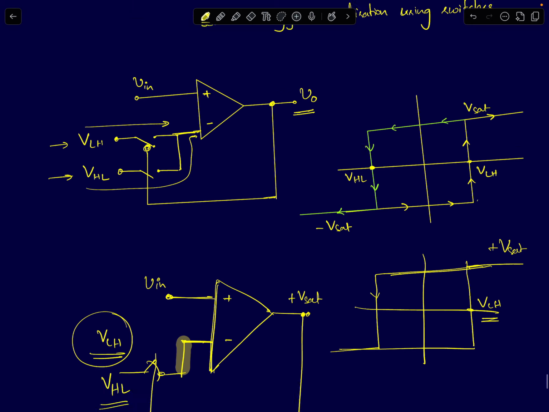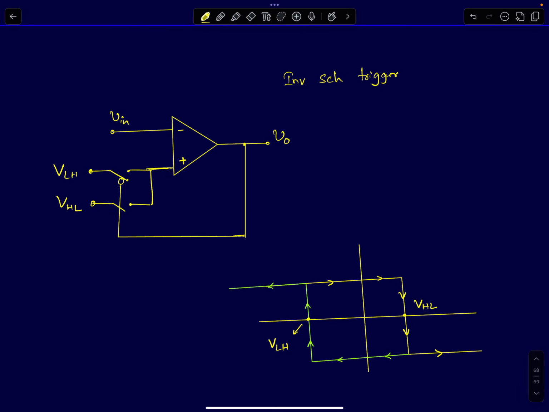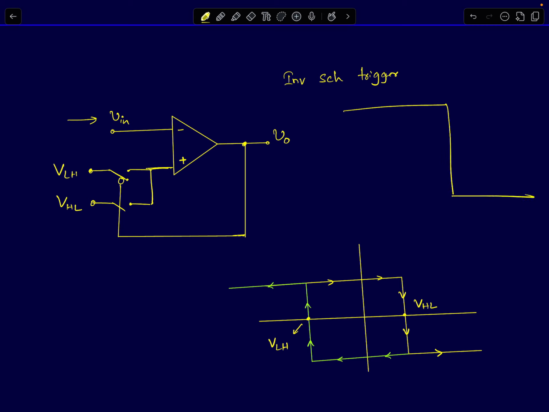You can apply the same logic to an inverting Schmidt trigger as well. For the inverting Schmidt trigger, I just have to flip the voltages. So for an inverting Schmidt trigger, I have applied the same logic. Assume that your input is a huge negative voltage, which means output is positive. If output is positive, we need to find out the voltage at which it goes from high to low. The point of interest is VHL.